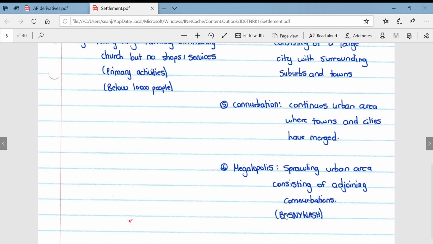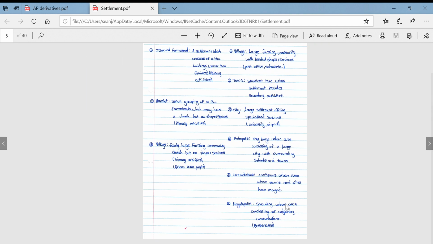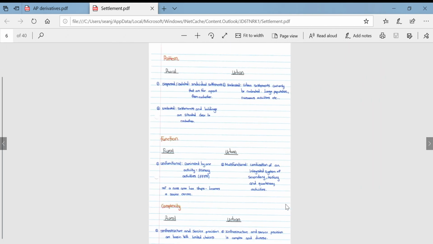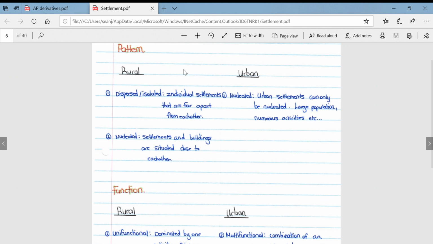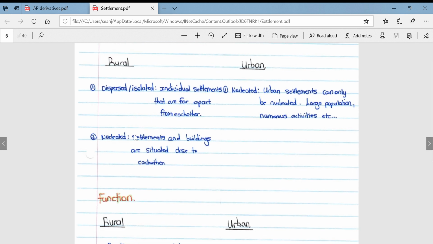An example of this is Bosniwash, which stands for Boston, New York, and Washington, which form a megalopolis on the east coast of America. Then we look at pattern, distinguishing between rural and urban. In terms of rural, dispersed or isolated, individual settlements that are far apart from each other, or nucleated settlements. Settlements and buildings are situated close to each other.